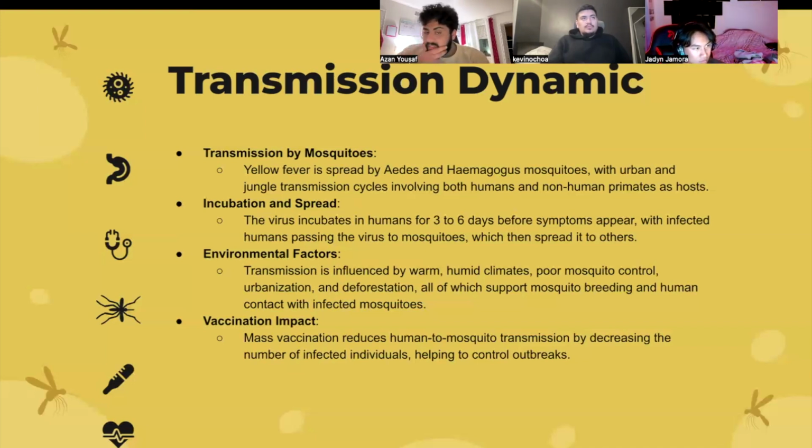Finally, the importance of vaccination. Mass vaccination programs help reduce the number of infected individuals, breaking the cycle of human-to-mosquito transmission and significantly lowering the risk of outbreaks. In summary, controlling yellow fever requires addressing environmental factors, enhancing mosquito control, and expanding vaccination efforts to disrupt this transmission cycle.